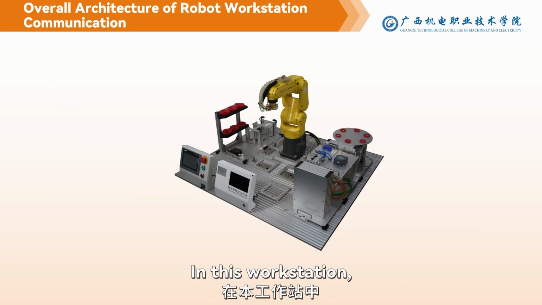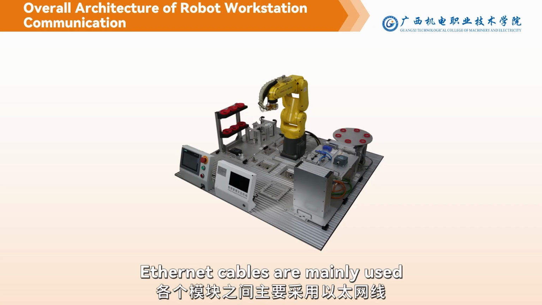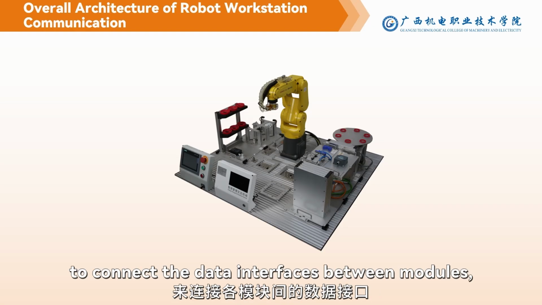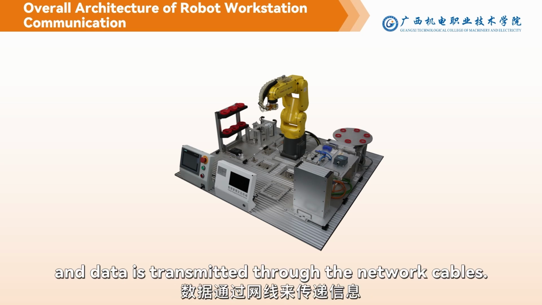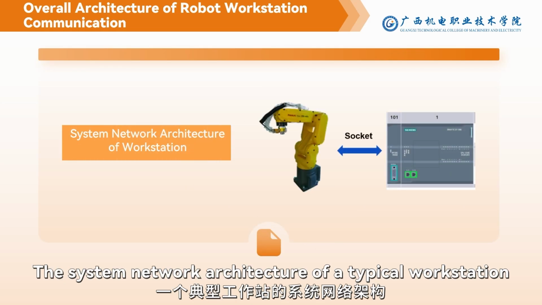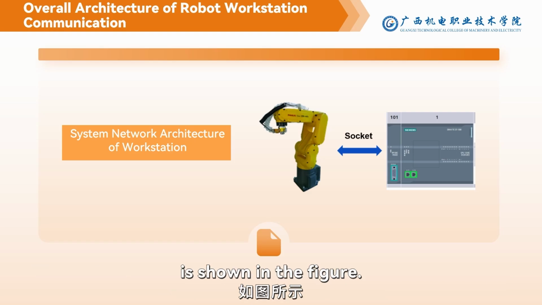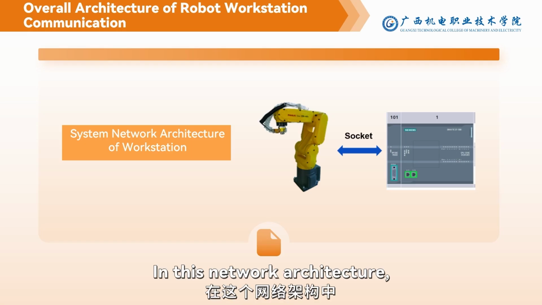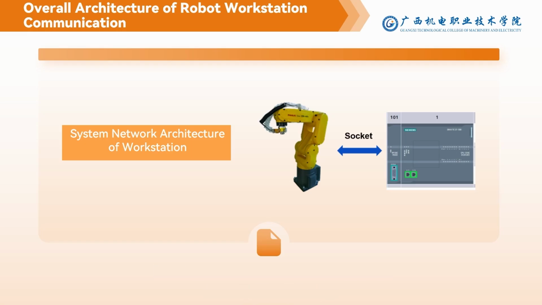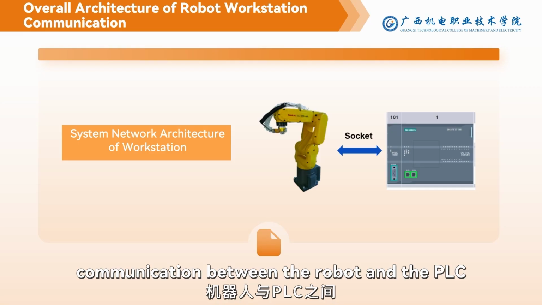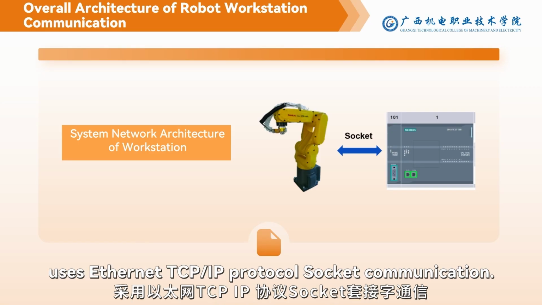In this workstation, Internet cables are mainly used to connect the data interfaces between modules, and the data is transmitted through the network cables. This system network architecture of a typical workstation is shown in the figure. In this network architecture, communication between the robot and the PLC uses Internet TCP/IP protocol socket communication.